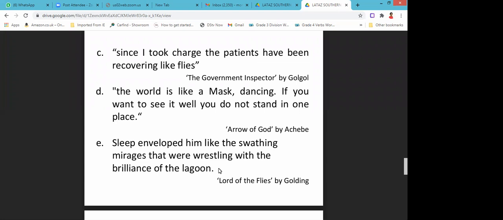And the next example is, sleep enveloped him like the swathing mirages that were wrestling with the brilliance of the lagoon, from Lord of the Flies. Again, like sleep, liken it to mirages.